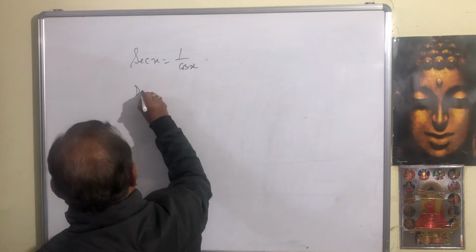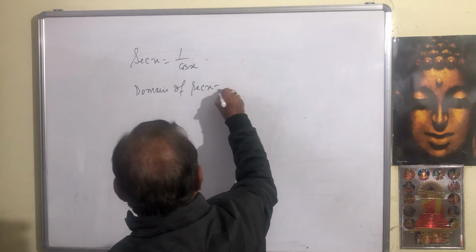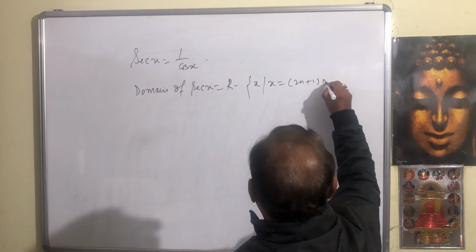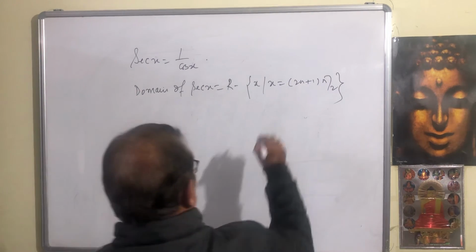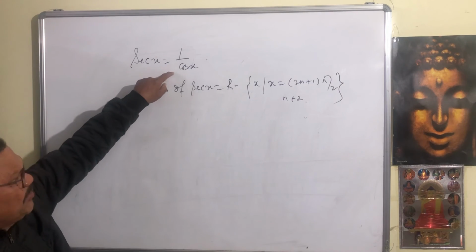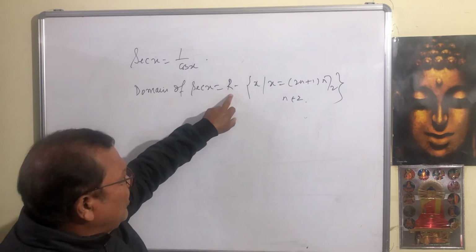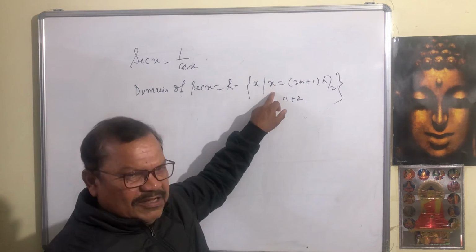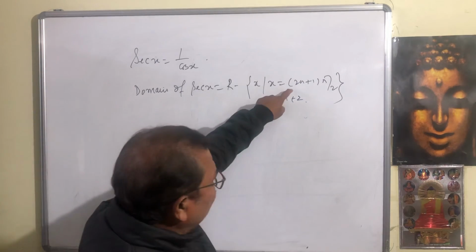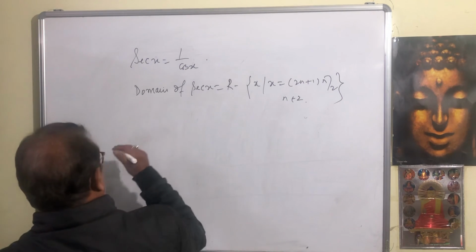Again same thing, domain of sec x is equal to R minus {x such that x is equal to (2n plus 1) pi by 2, n belongs to Z}. Because for every odd multiple of pi by 2, cos x vanishes. Wherever cos x vanishes, this does not exist. So for finding domain, we shall take R minus the set of all odd multiples of pi by 2. We shall see here. So again, let us see cosec x, sec x and cot x.